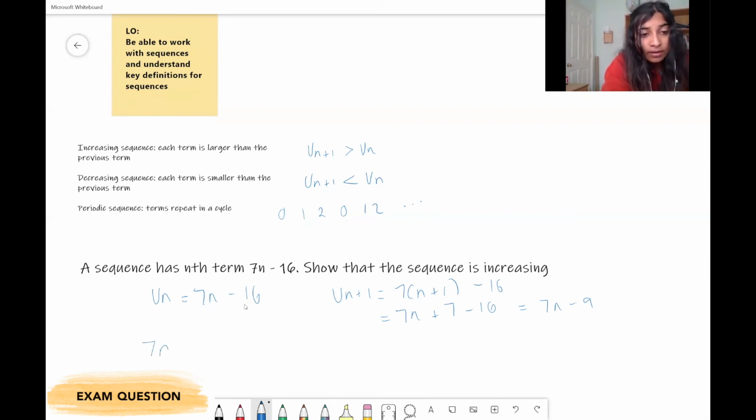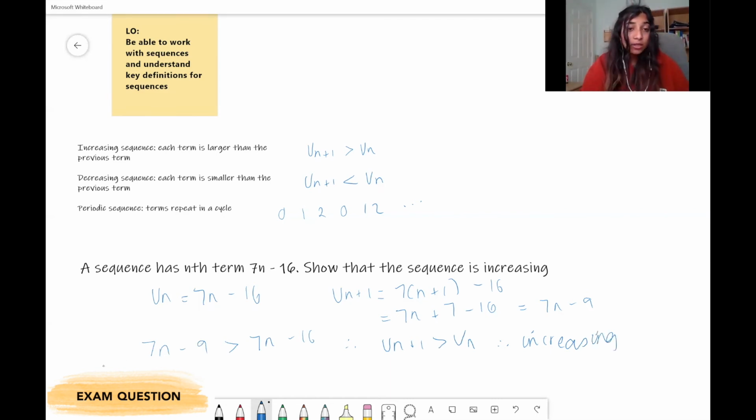So 7n minus 9 is obviously greater than 7n minus 16 because you're subtracting a larger number away from 7n over here than you are over here. So that means therefore u_n+1 is greater than u_n, so therefore the sequence is increasing.